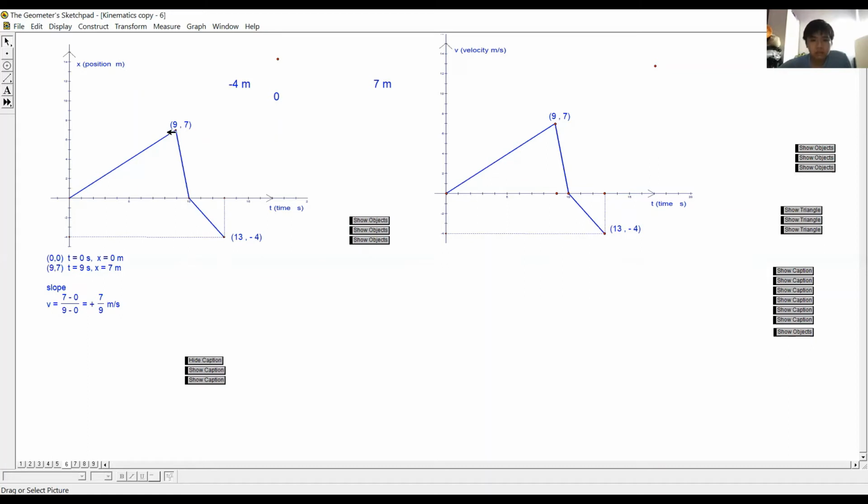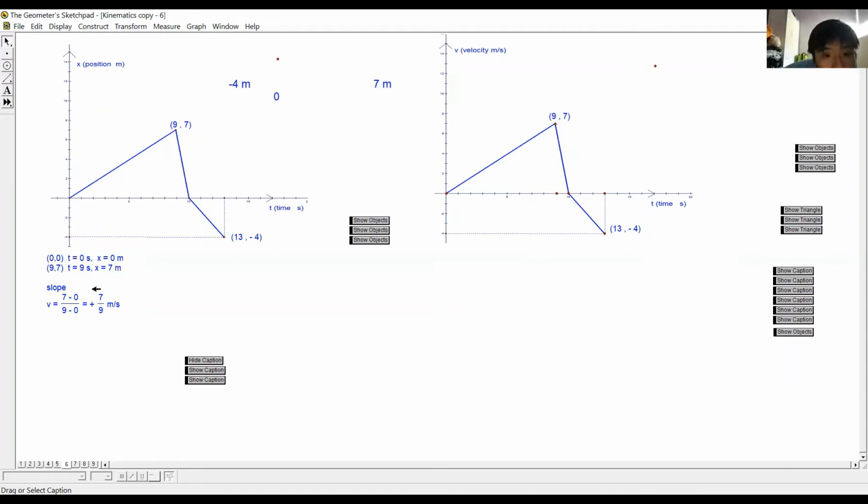For the first part, if it's a straight line, we identify the points on the line. The points are 0, 0 and 9, 7. It means that when time is 0, position is 0, and when time is 9 seconds, position is 7 meters. These are things we can see directly from the graph without any calculation. We interpret the points as time versus position.